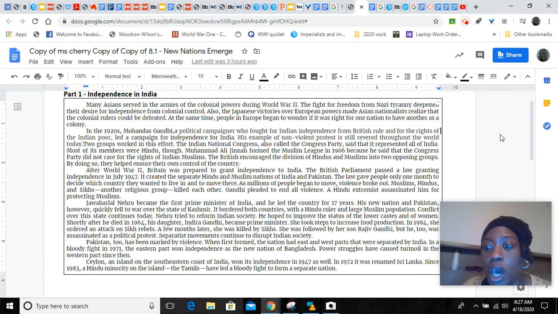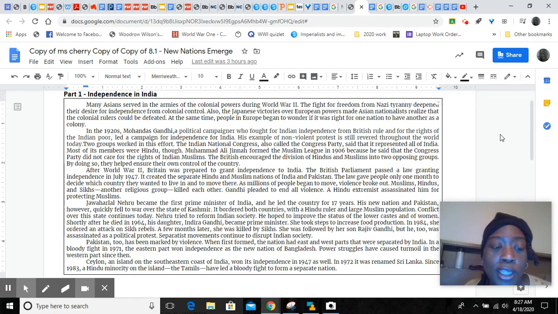All right, so again, in paragraph 1, we learned that many of the Asians fought in the armies of the colonial powers that owned them. Doing this against Germany made them deepen their desire for independence. So did the Japanese victories over the European powers. The victories made them believe that European powers could be defeated, which gave them more motivation for independence. At the same time, the Europeans were thinking, should we even own colonies?